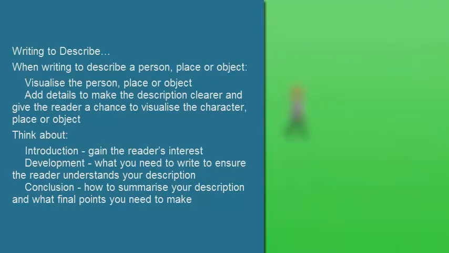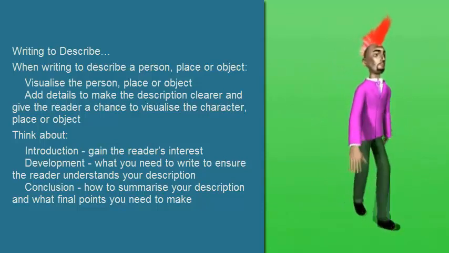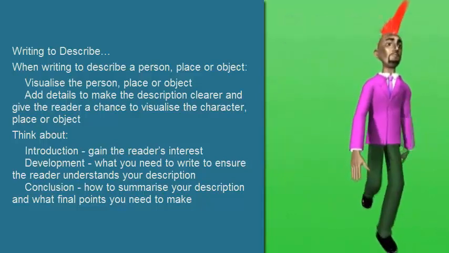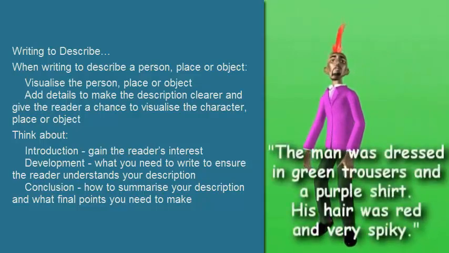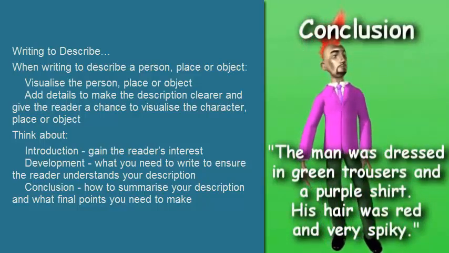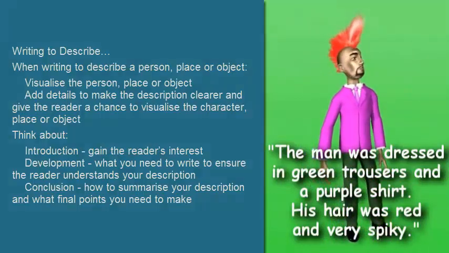When writing to describe a person, place or object, visualize the person, place or object. Add details to make the description clearer and give the reader a chance to visualize the character, place or object. Think about introduction: gain the reader's interest. Development: what you need to write to ensure the reader understands your description. Conclusion: how to summarize your description and what final points you need to make.